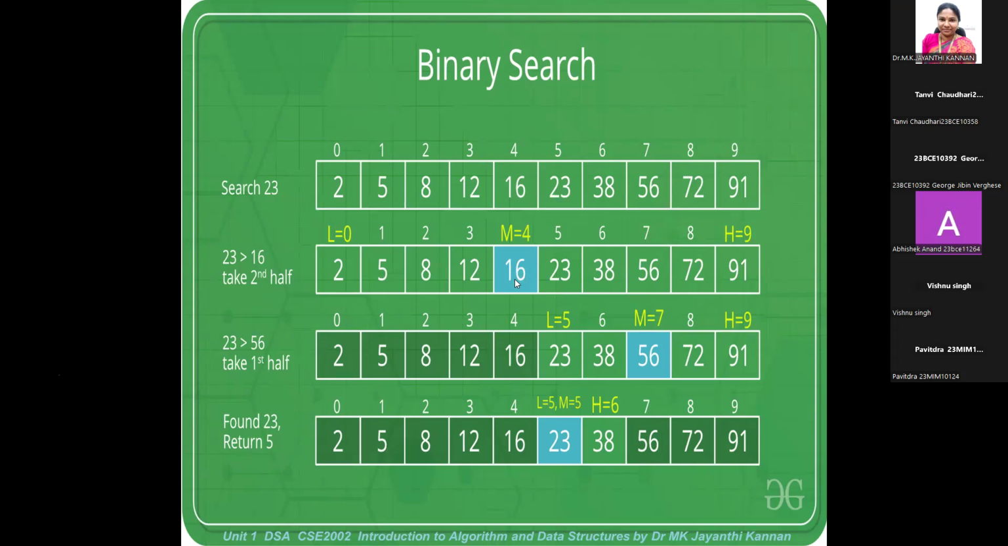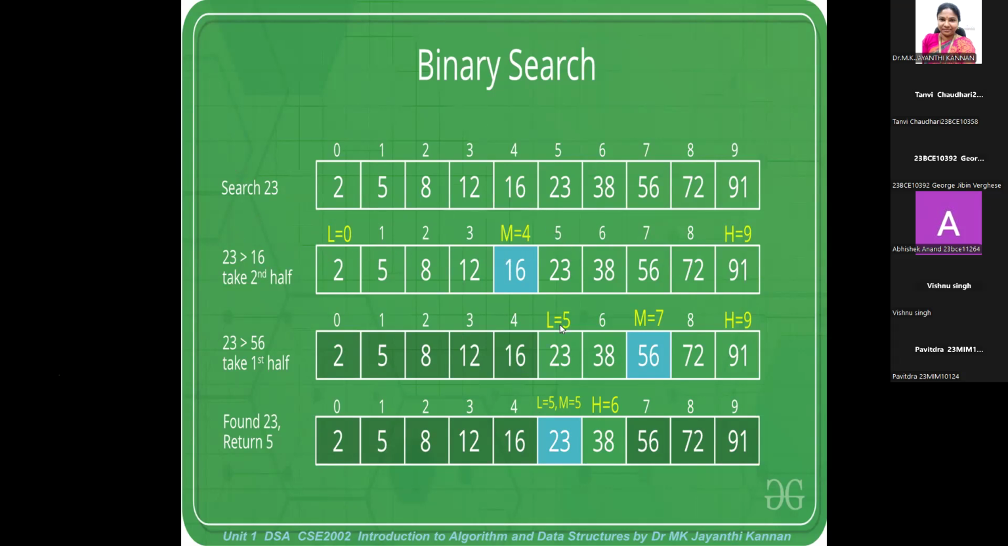Then, as per the logic, the searching element will be after the midpoint, because the midpoint is 16 and the searching element is 23. 23 will be definitely after the 16. So we are discarding these numbers. So it is marked as dark. So we are changing the boundary now. We are taking the next number, mid plus 1, as the lower boundary.